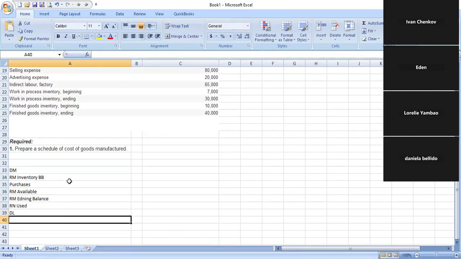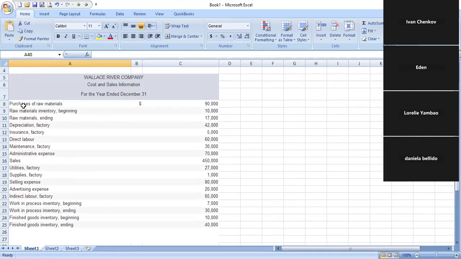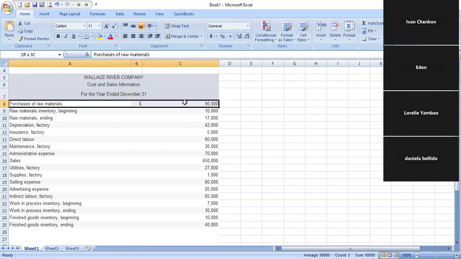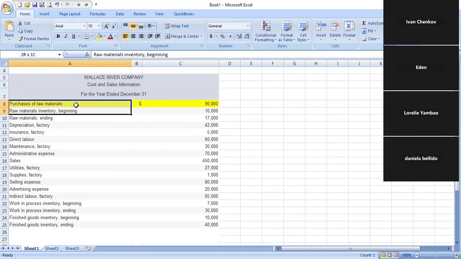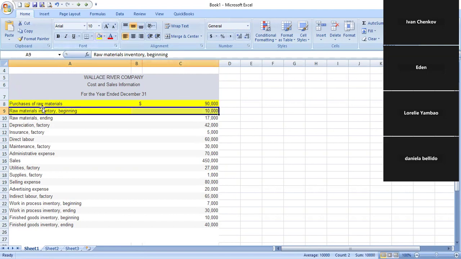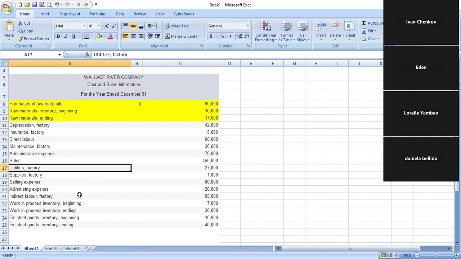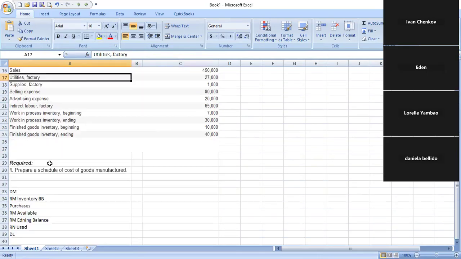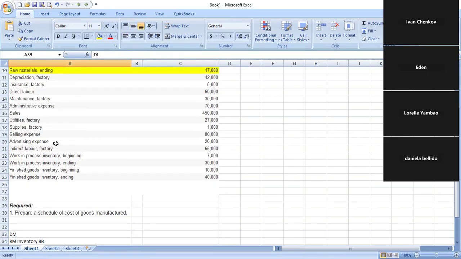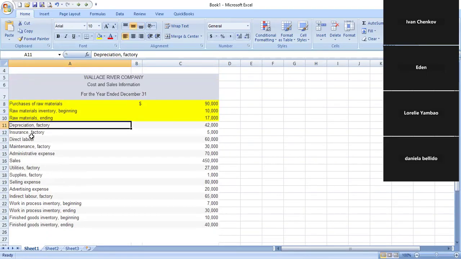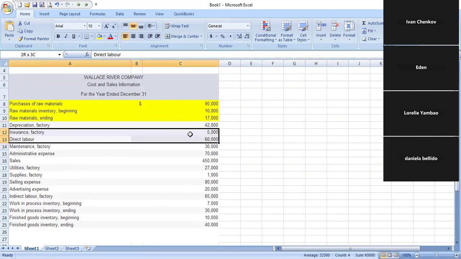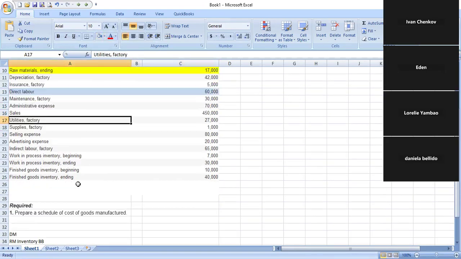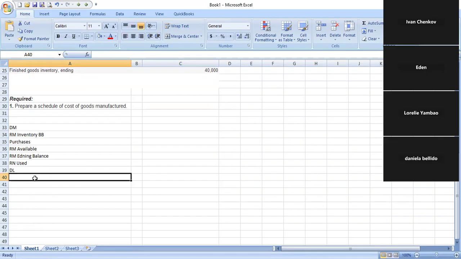Now for the manufacturing overhead, that's a little bit tricky because we have so many things here. What we've used so far: we used the purchased material. The raw material beginning inventory, that one's gone. Raw material ending inventory, that one's gone. Now we have to see which ones are next. The next one is direct labor. Where is it? This one. So we used the direct labor. That one is used. So the next thing that we have to do is manufacturing overhead.